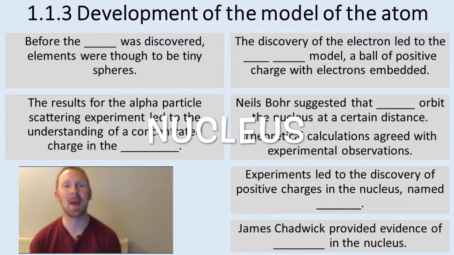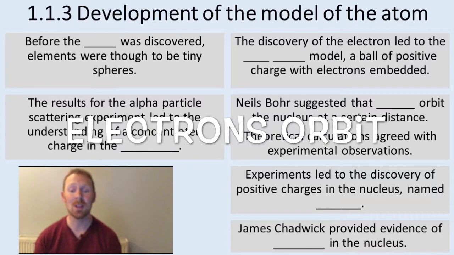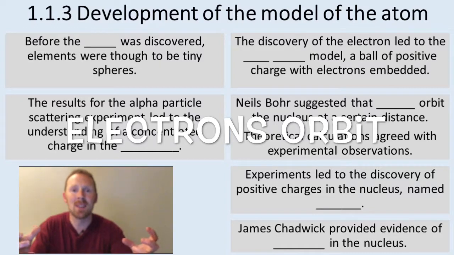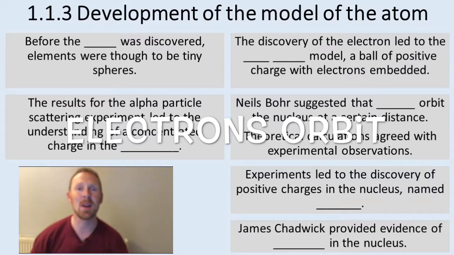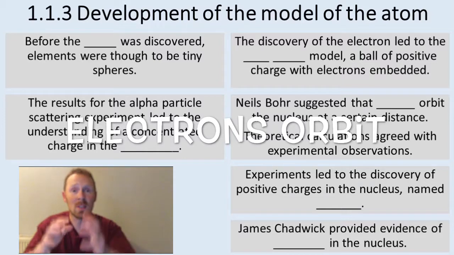Now, Niels Bohr came up with a suggestion that the electrons orbit the nucleus at a certain distance. He had theoretical calculations, and they agreed with the experimental observations. So you've got an idea, a theory, and you've got the observations experimentally, and when they combine and agree with each other, then that's what adds weight to a scientific discovery. So that's what Niels Bohr came up with, and it was the atomic model or the nuclear model.